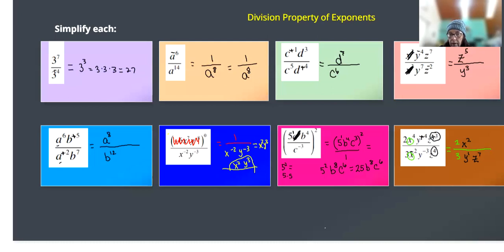Whew! They're really not that bad if you can get the rules down. And just keep practicing and practicing. It'll start coming to you like that.